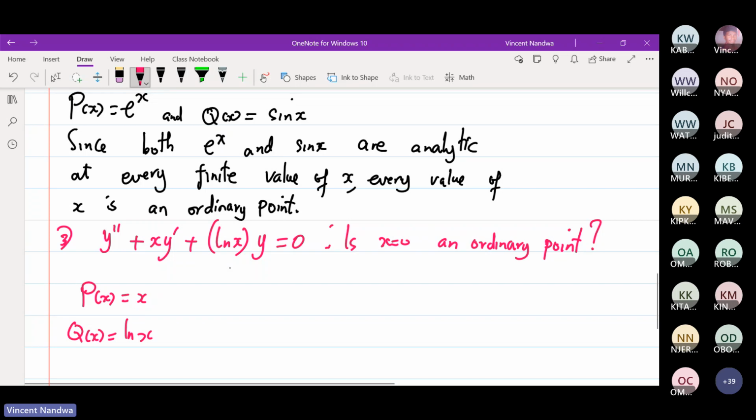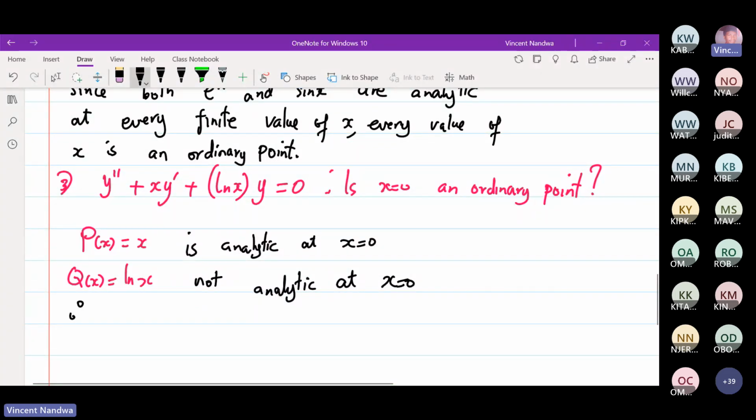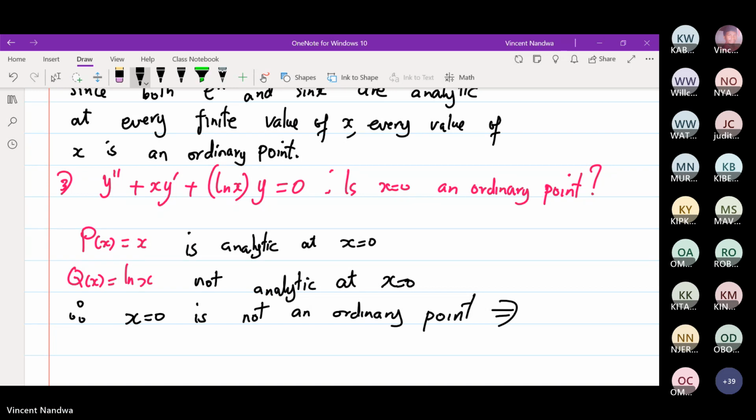So this one is analytic at x equals 0, but this one is not analytic at x equals 0. So remember, the condition for a point to be ordinary is that both p and q must be analytic at the specified point. Therefore, x equals 0 is not an ordinary point. When we say it's not an ordinary point, what do we mean? Saying not ordinary implies singular. So that means x equals 0 is a singular point.